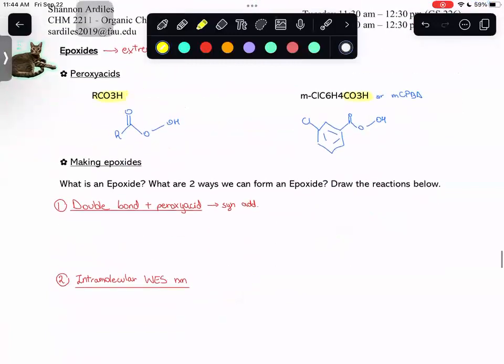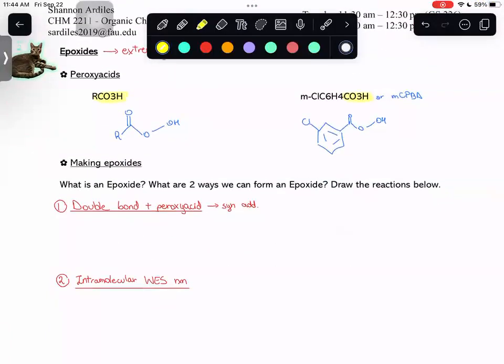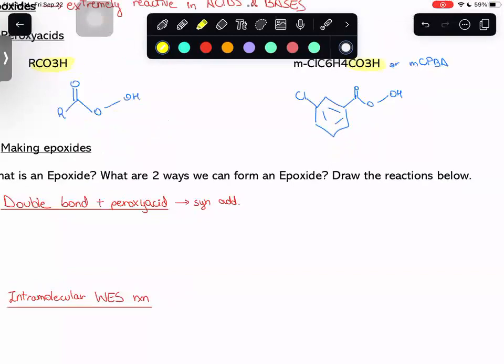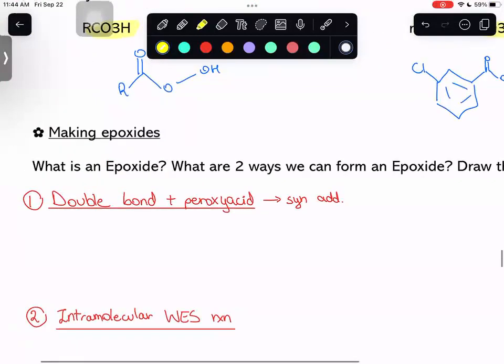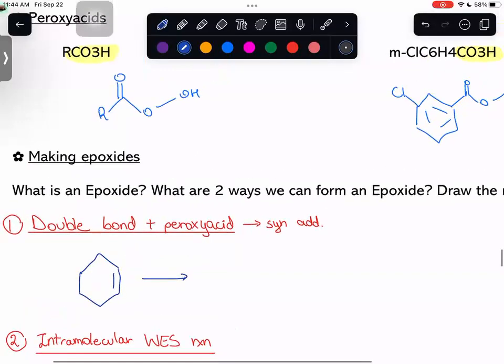Now, let's talk about how to make our epoxides. There are going to be two main ways. One of them is with the peroxy acids, and it's actually pretty simple. It's going to be with double bonds. So let me start drawing this out. Let's say that we have the structure, and let's use RCO3H.